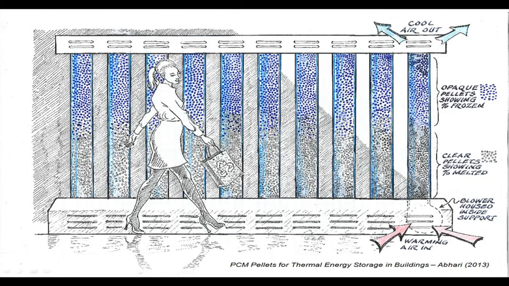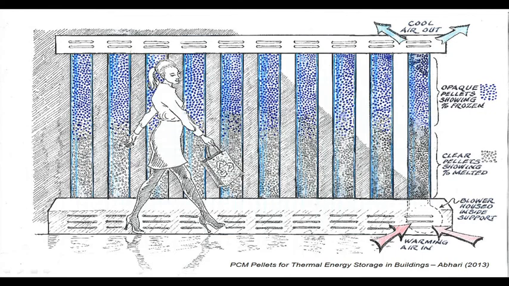So, imagine a room wall with a series of these pillars filled with PCM pellets. As the air is pumped through, the warm air gives up its heat to melt the PCM and comes out as cold air, which is used for air conditioning, clear.